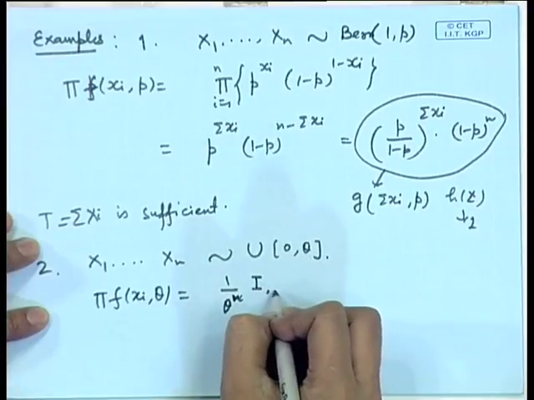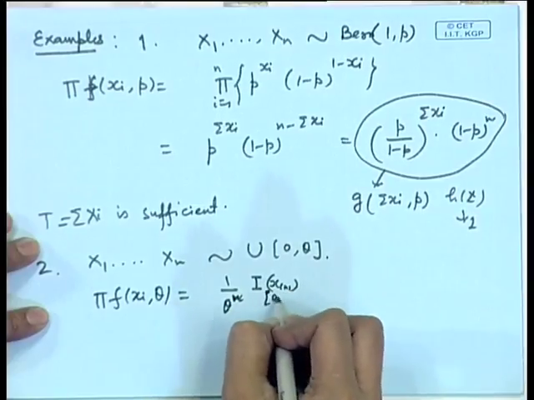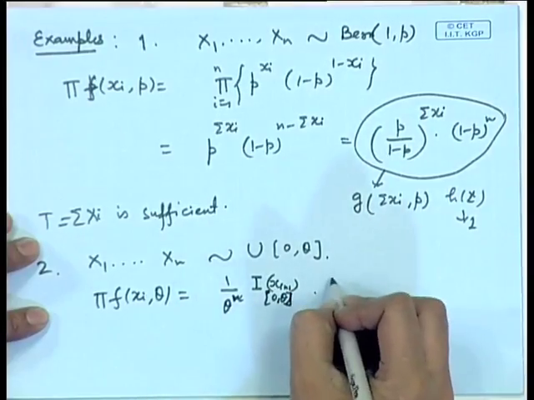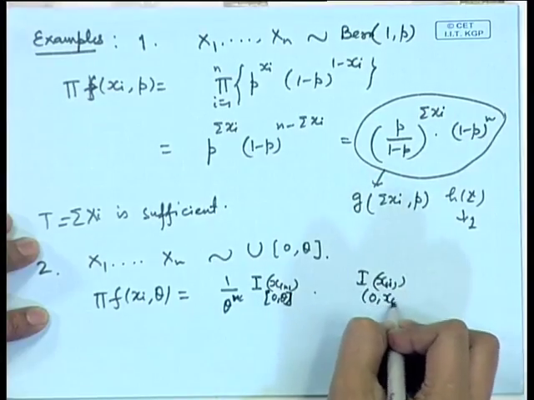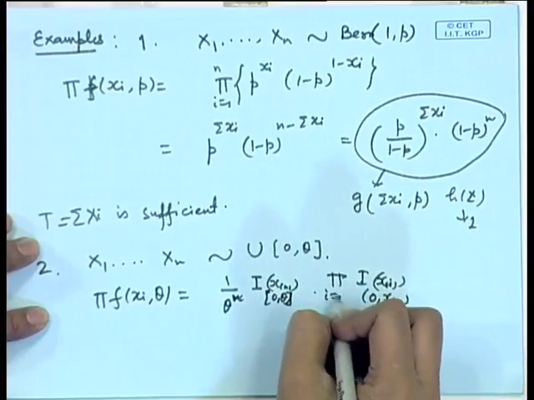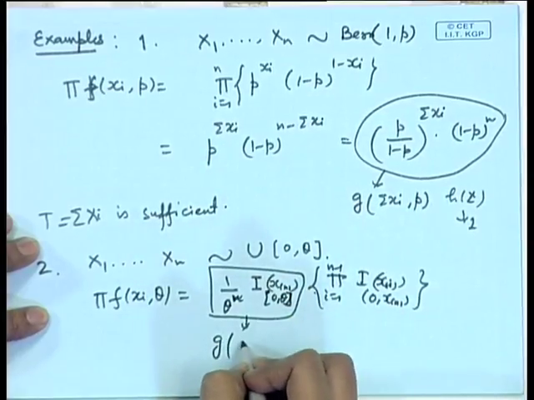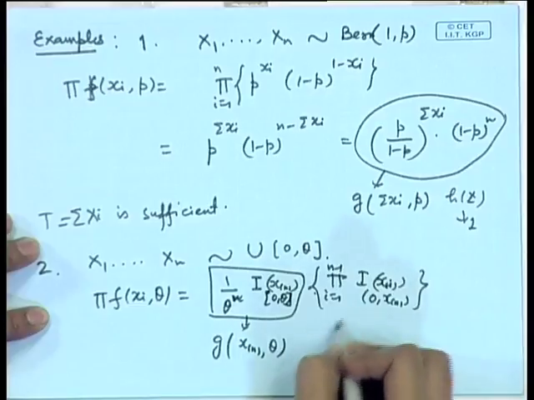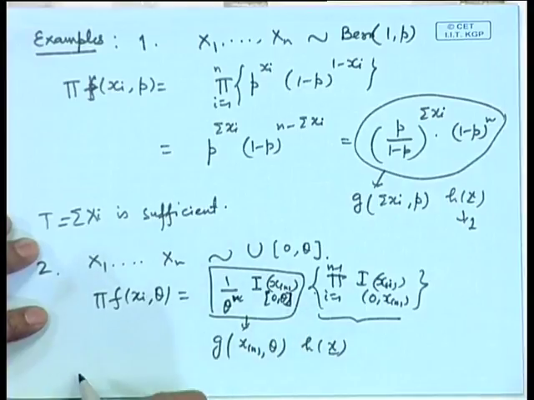So, we can write it in terms of an indicator function that x n is from 0 to theta and the remaining x i's are between 0 and x n, product i equal to 1 to n minus 1. So, this part we can consider as g of x n and theta, and this part we can consider as h x. So, by factorization theorem we conclude that x n is a sufficient statistic.